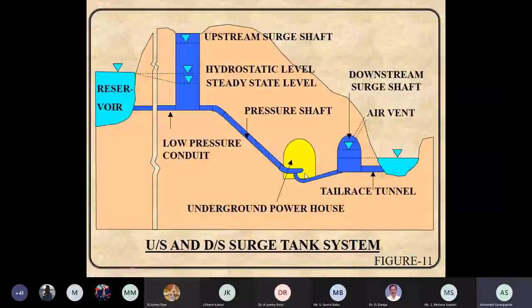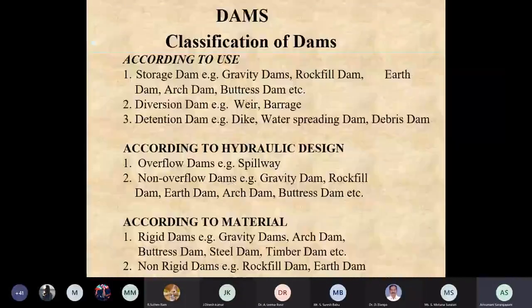We will cover the dam, surge tank, powerhouse, and how to select the turbine. We'll just have an overview of that. I don't want to trouble you on that, I just want to give you an overview. Dams: we have many types of dams. According to use, we have storage dams, like gravity, rock fill, earth fill, arch, and buttress. I will give you examples with pictures below, so that it will be easy for you to understand.